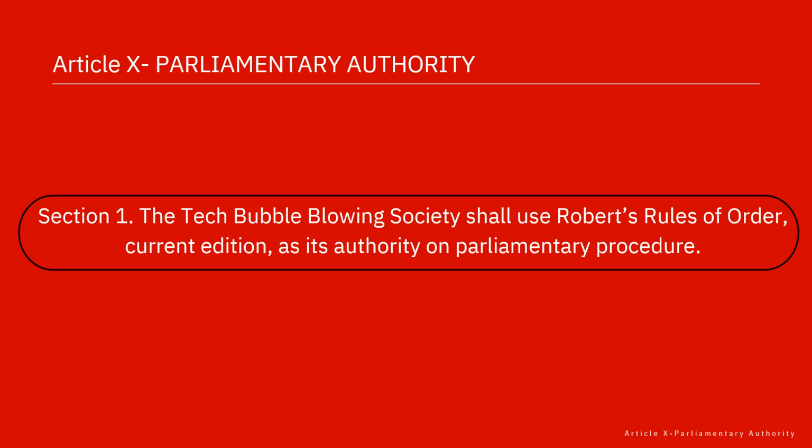Article 10, Parliamentary Authority. As mentioned earlier, the most common kind of parliamentary authority used by student organizations here on campus is Robert's Rules of Order. This is a parliamentary procedure that is very common across student government associations across the nation and student organizations. I highly suggest reviewing the process and seeing if it's something that works best for your student organization.